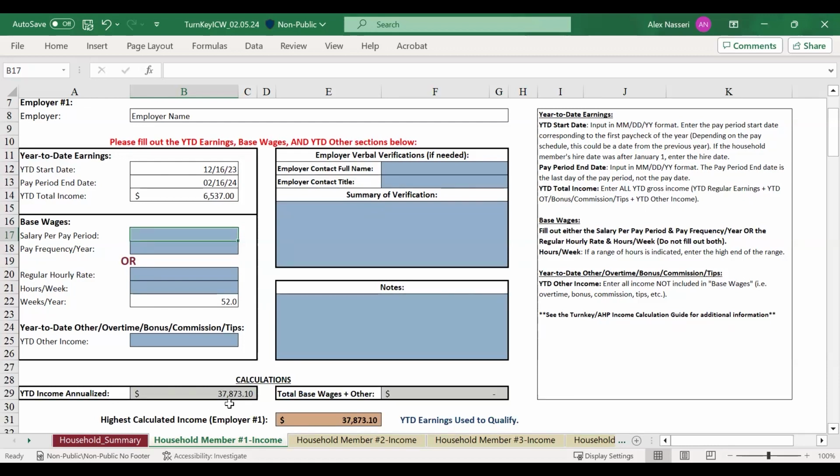After you have completed the year-to-date earnings section and included any employer verbal verifications and other notes, the non-traditional income calculation is complete. If there are multiple household members with income, make sure you enter the appropriate income on the appropriate household member tab. Please review our other videos for instructions on how to enter other types of income into the ICW.